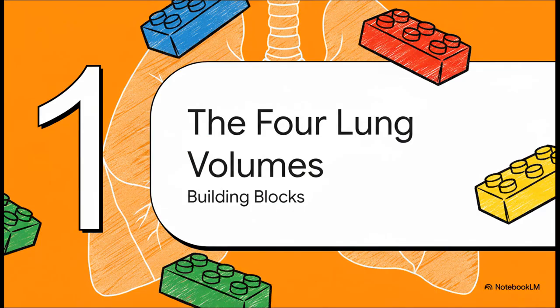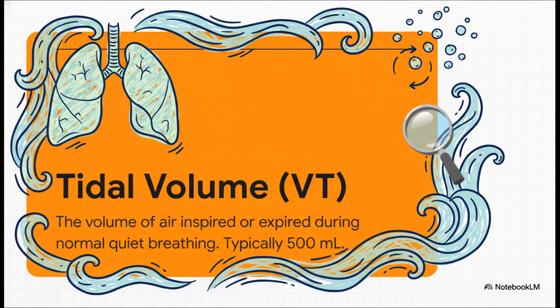Right, let's get down to the absolute basics. You've got to nail these down first, because everything else we're going to talk about is built on these 4 fundamental lung volumes. Think of them like Lego bricks. They're individual, they don't overlap, and you can't break them down any further. First up, you've got tidal volume. Super simple. This is just the amount of air you're moving in and out with each normal, quiet breath. For your average adult, that's about 500 milliliters. It's that gentle, rhythmic breathing you do without even thinking about it.